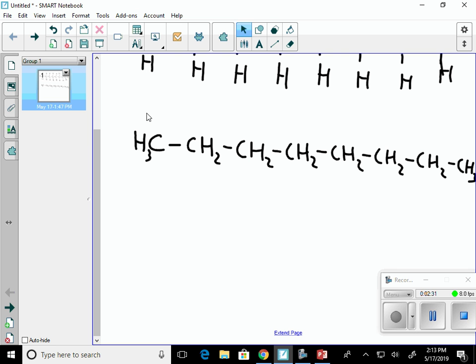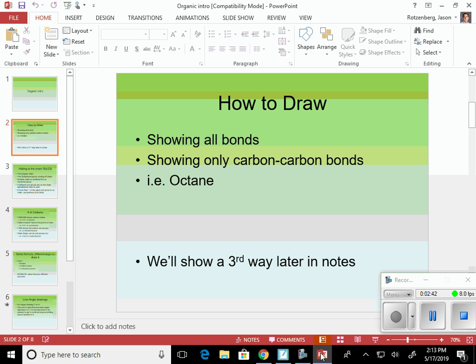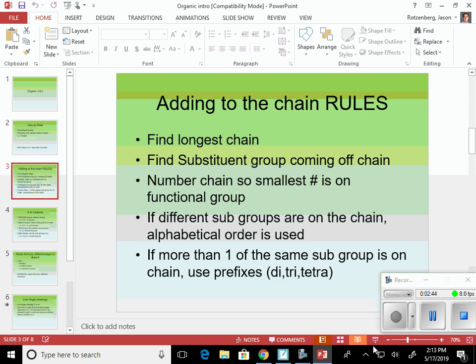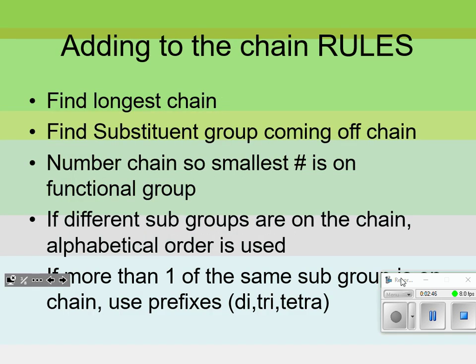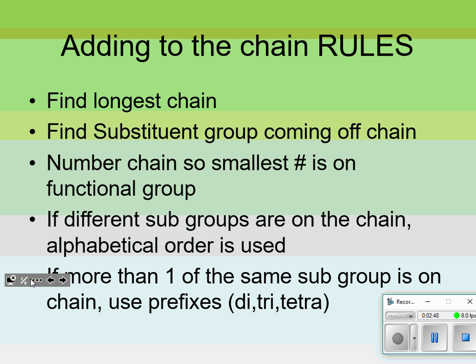What we need to go over today is what if there's other things on that chain? How do we name it, and how do we draw it? And again, if any time during these notes you need to pause the notes because I'm going a little too fast, please feel free to do so. However, my next slide is going over how to name these long carbon chains.